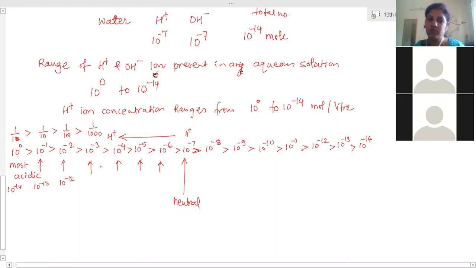So that means all these are acidic, whose H plus ion value is greater. So these are all acidic in nature. Is it clear? Yes, ma'am.